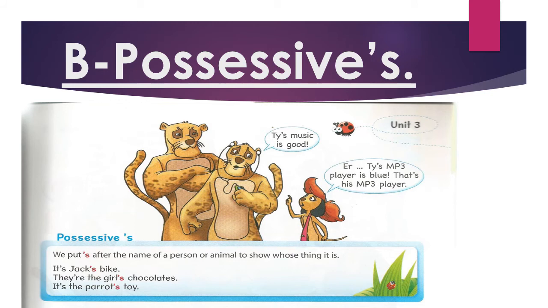That's his MP3 player. So, what is possessive? Possessive means that we put apostrophe s after the name of a person or animal to show whose thing it is. For example, it's Jack's bike. They are the girls' chocolates. It's the parrot's toy. So we put apostrophe s beside the owner of the thing.